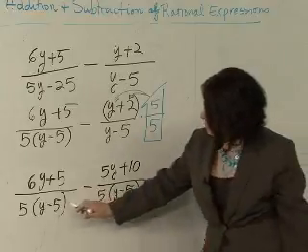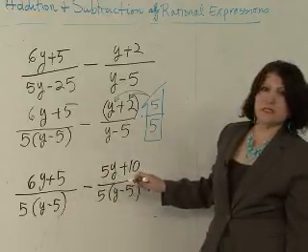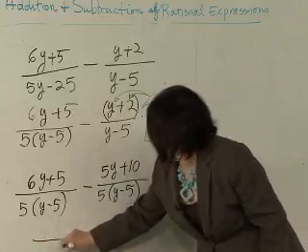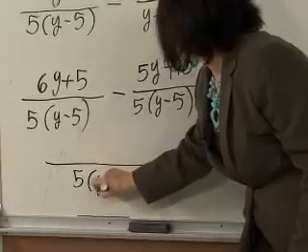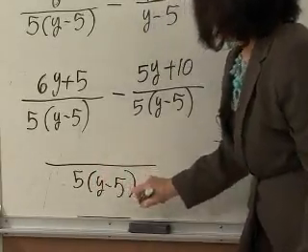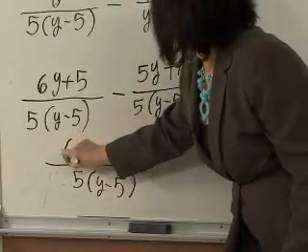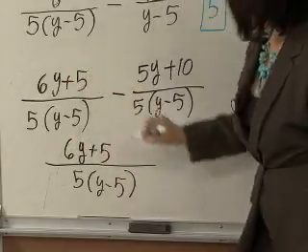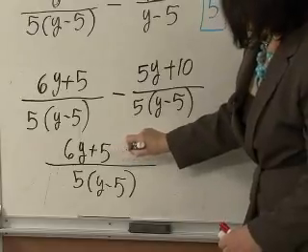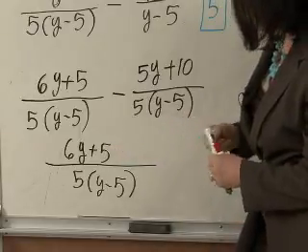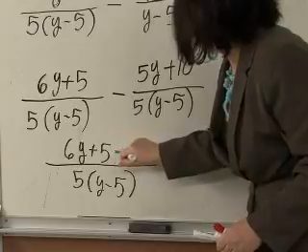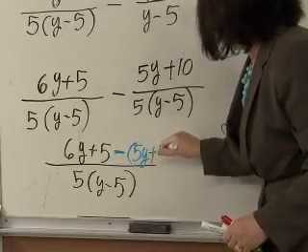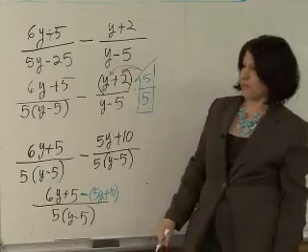Now, after this, once you made denominators the same, you basically subtract the numerators. So your denominator is the LCD, which is 5 times y minus 5. And the numerator is 6y plus 5. So you're going to take the first numerator, subtract. I want to really highlight this subtraction sign, and subtract 5y plus 10, the quantity 5y plus 10.